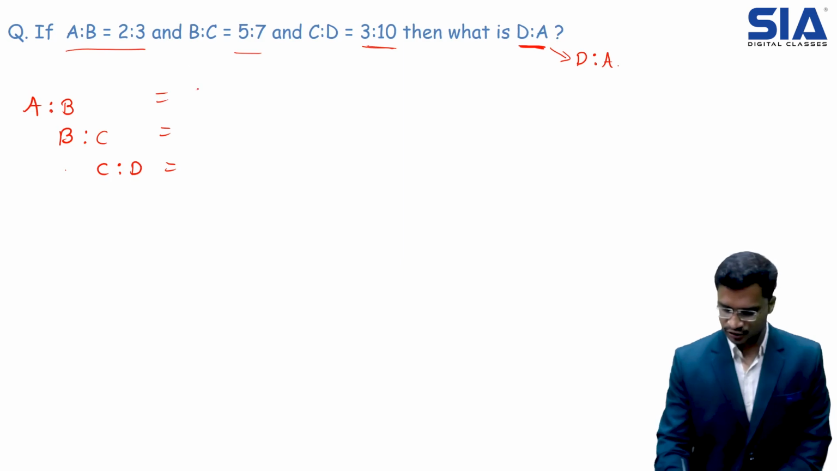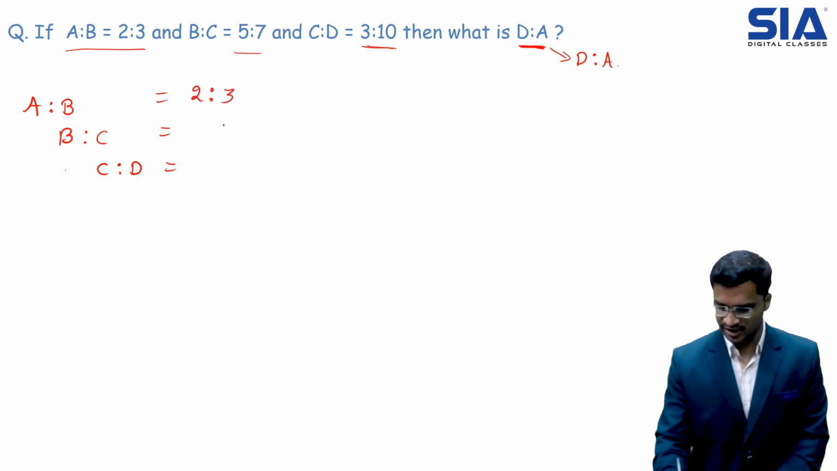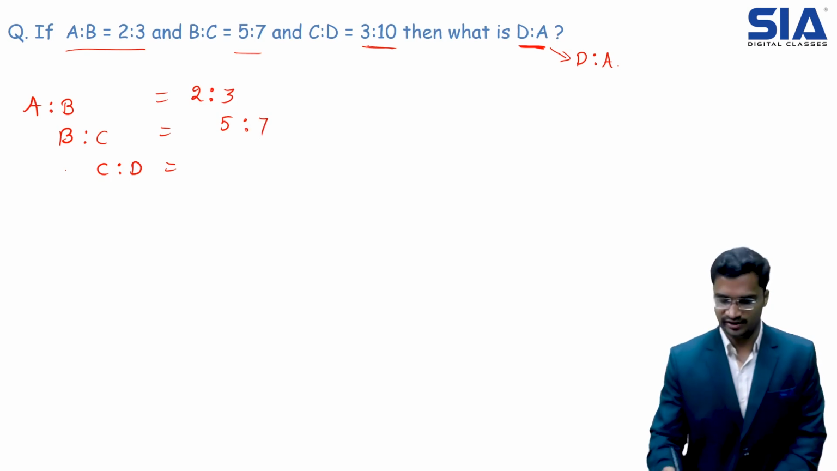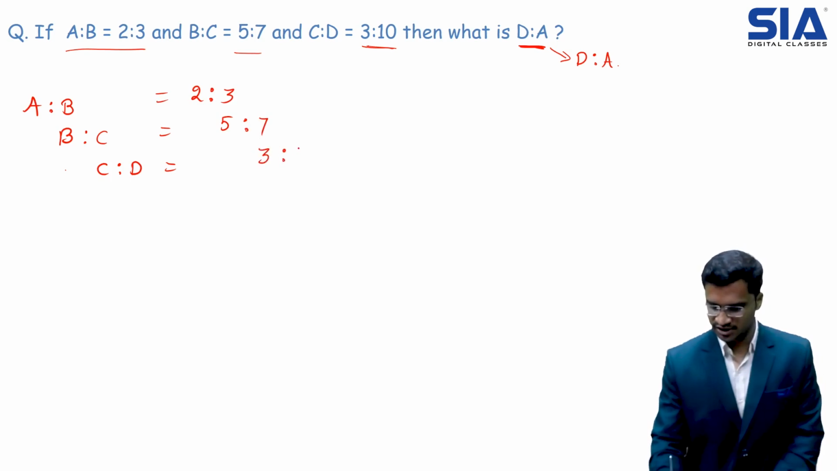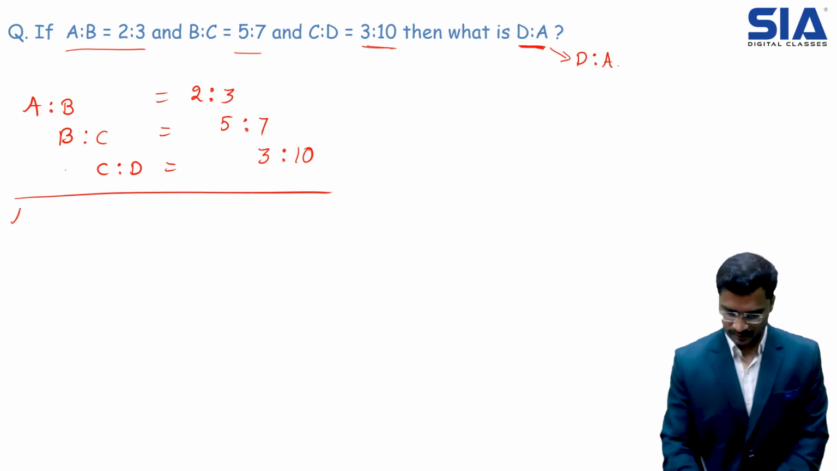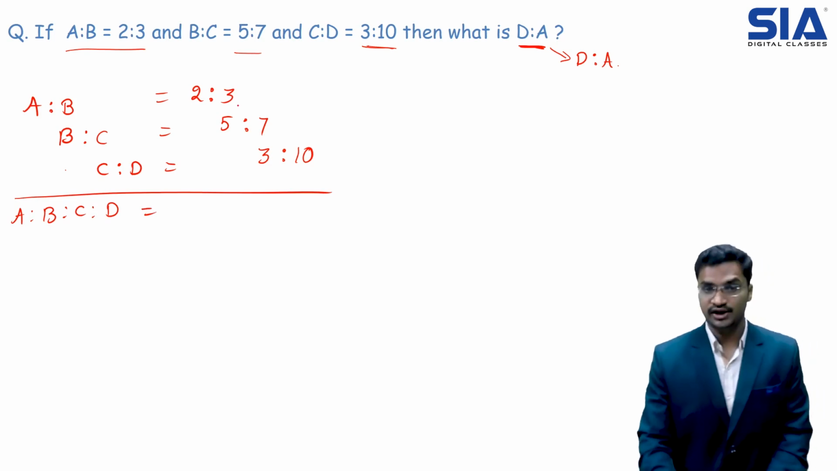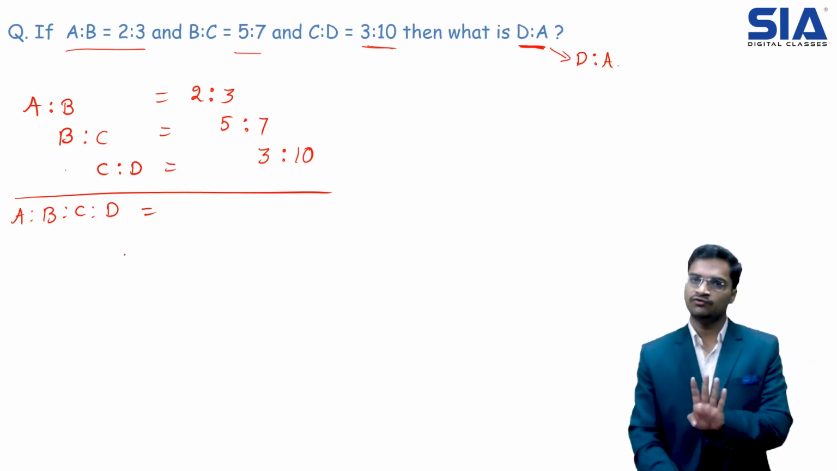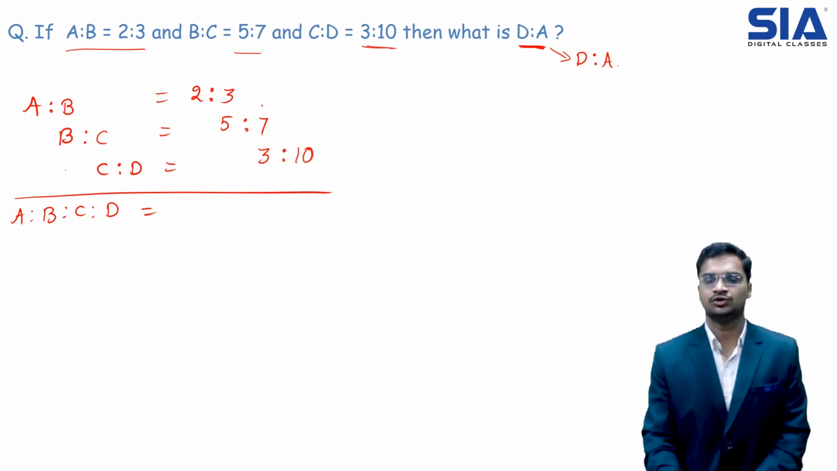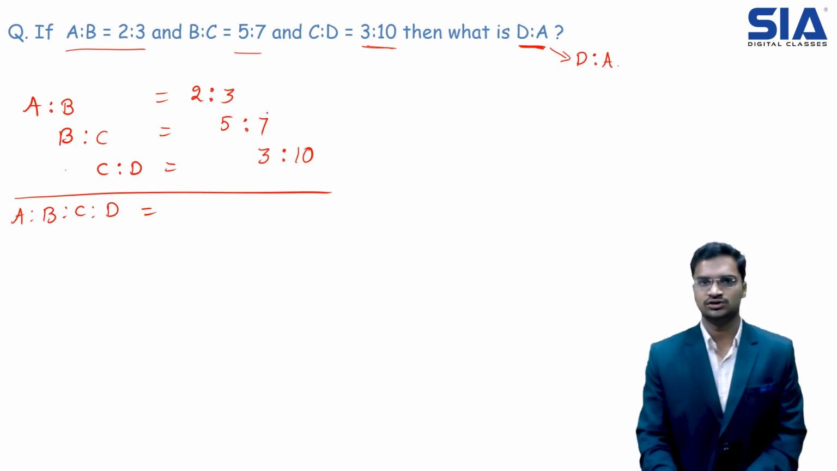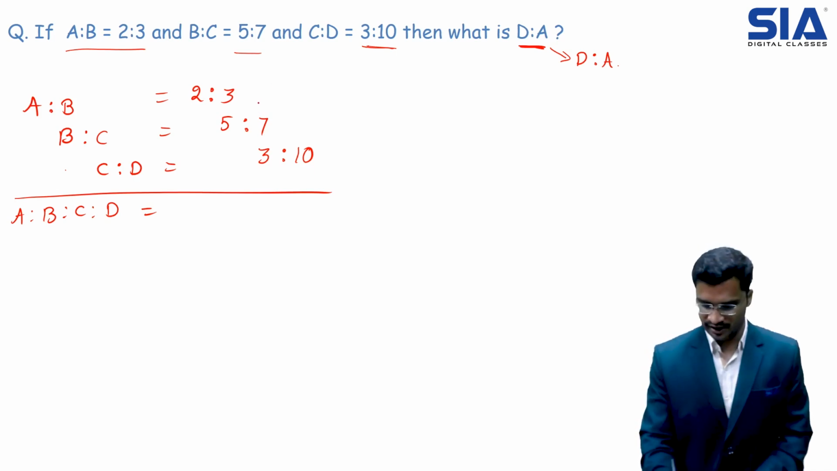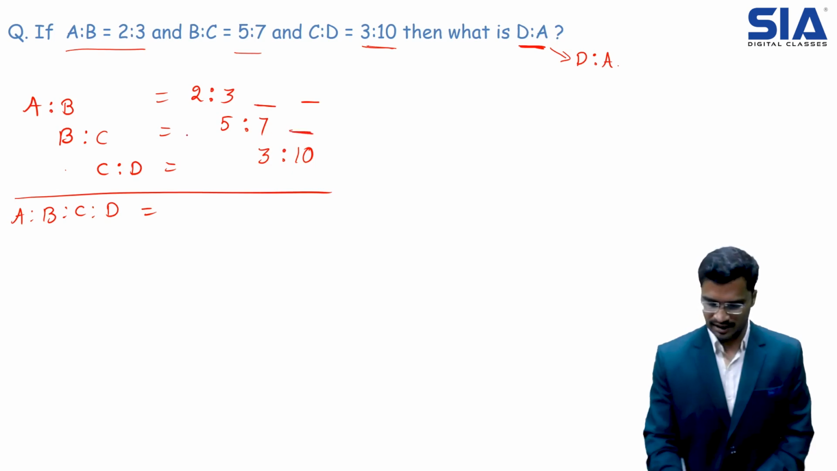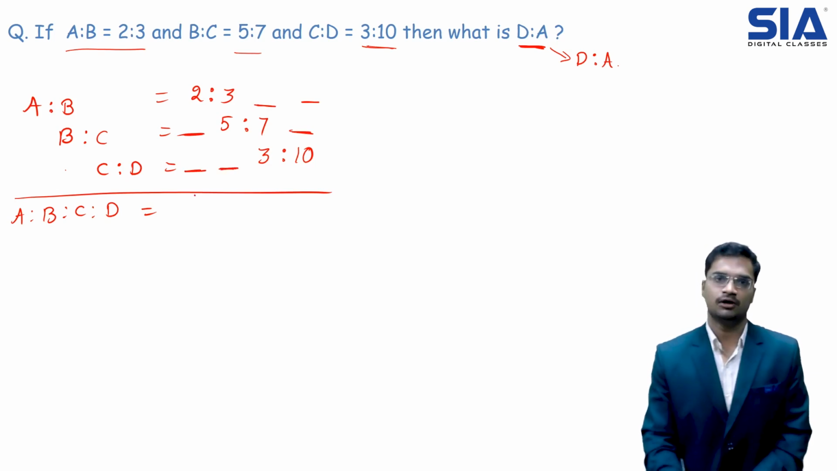Now A ratio B is 2 ratio 3. I have given one gap. Then B ratio C is 5 ratio 7, then C ratio D is 3 ratio 10. I am getting the values of A ratio B ratio C ratio D. Now we have to find the ratios of 4 values, but in our first ratio we are left with only two values. The two values are not given, so I am writing two blanks here. In the second ratio, the right side blank and the left side blank are missing, and in the third ratio, the two values on the left side are missing.